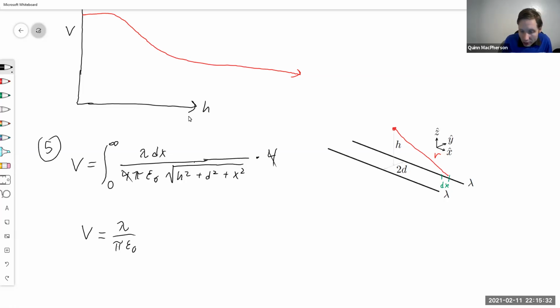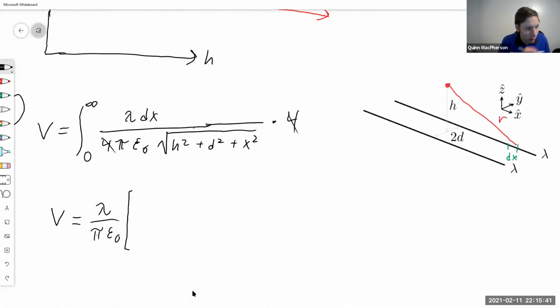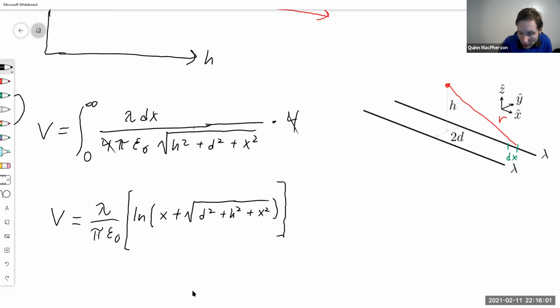And then we can do this integral. I'm not going to do it right here. I'm just going to look up the answer. If you look up the answer, it's natural log of x plus the square root of d squared plus h squared plus x squared, evaluated at 0 and infinity.